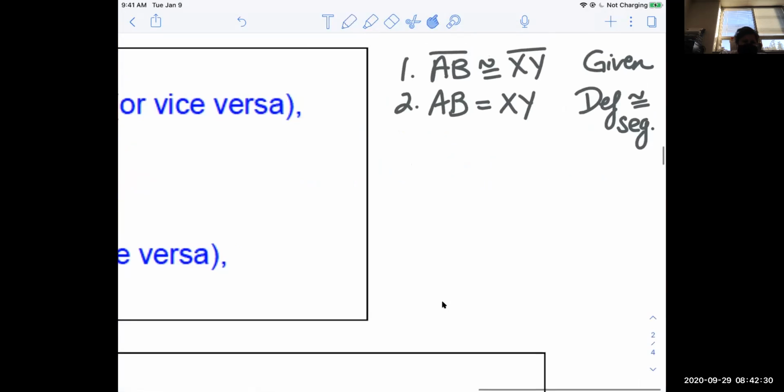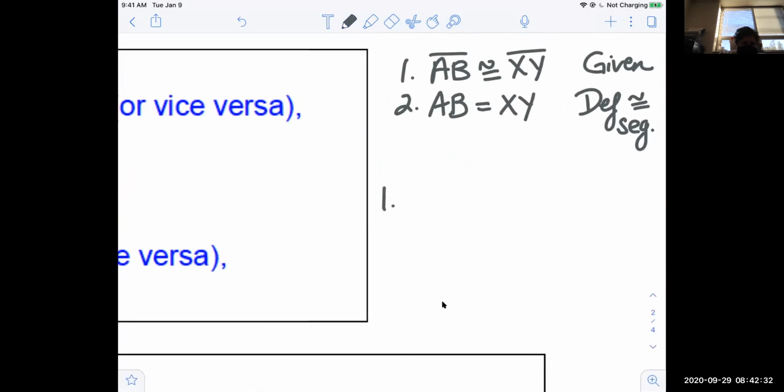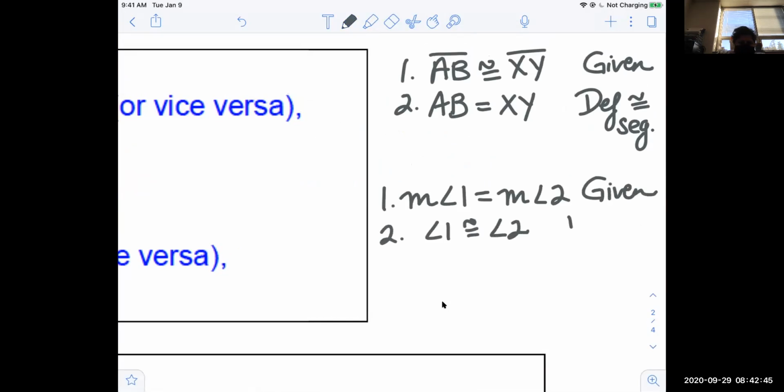Or maybe you would see the measure of angle 1 is equal to the measure of angle 2 is given. And then step 2 says angle 1 is congruent to angle 2. That would be definition of congruence or congruent angles.